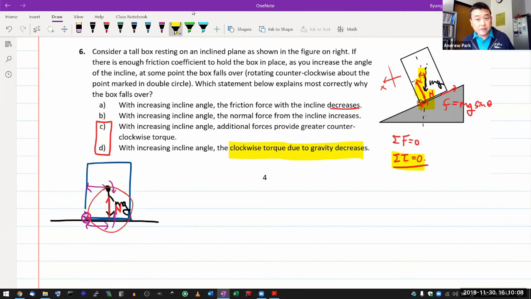What happens at the tipping point, at the point where it's about to tip, is that, at an angle slightly greater, like something like this, the center of mass is directly above the pivot. So the weight of the object is providing zero torque. And here, you'd model the normal force as acting at this pivot point, the corner point of contact, so that normal force also provides zero torque.